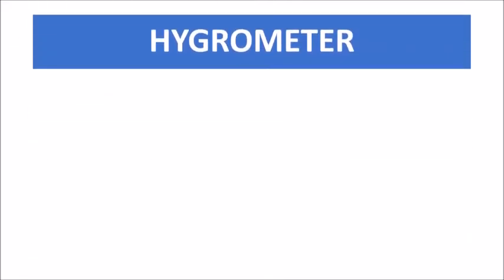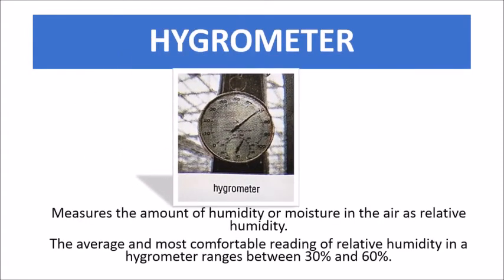And lastly, we have hygrometer. It measures the amount of humidity or moisture in the air as relative humidity. So what is relative humidity? It is the ratio of the moisture in the atmosphere to the maximum amount of moisture that the atmosphere can hold. The average and most comfortable reading of relative humidity in a hygrometer ranges between 30% and 60%.